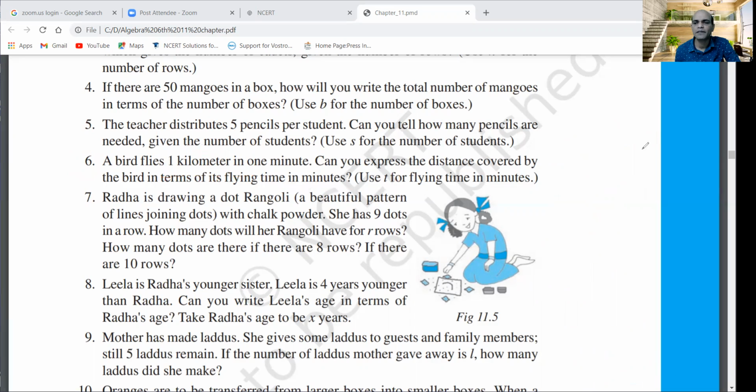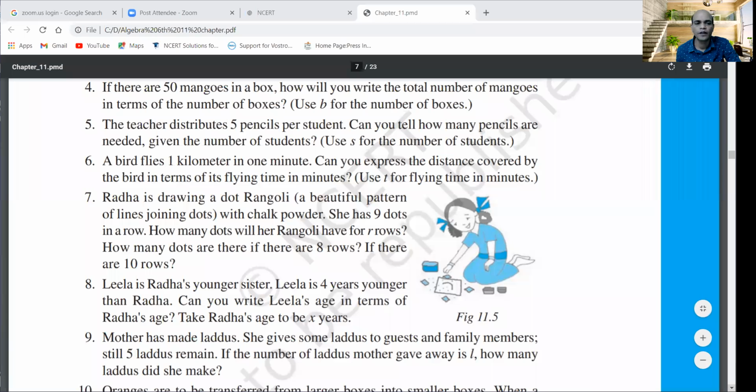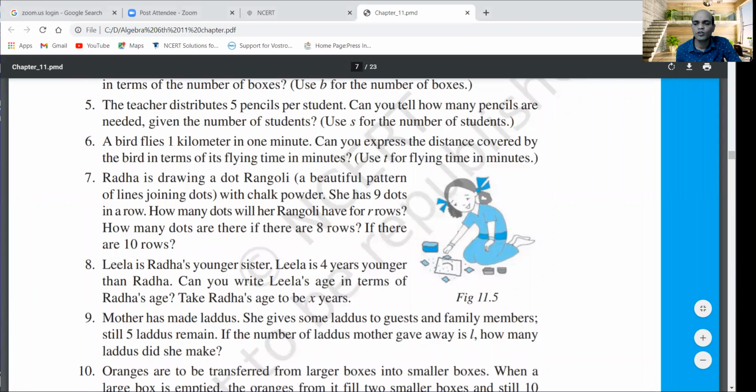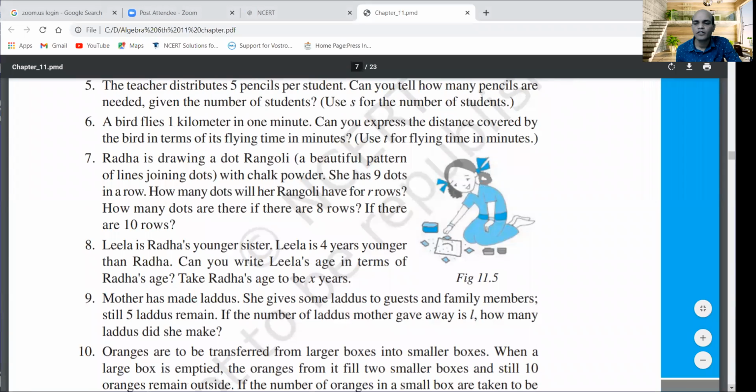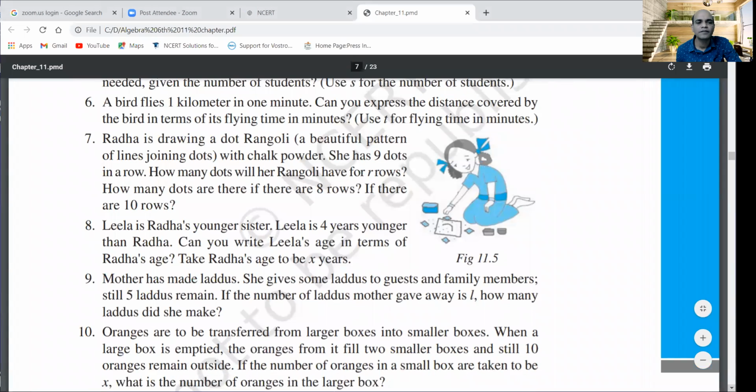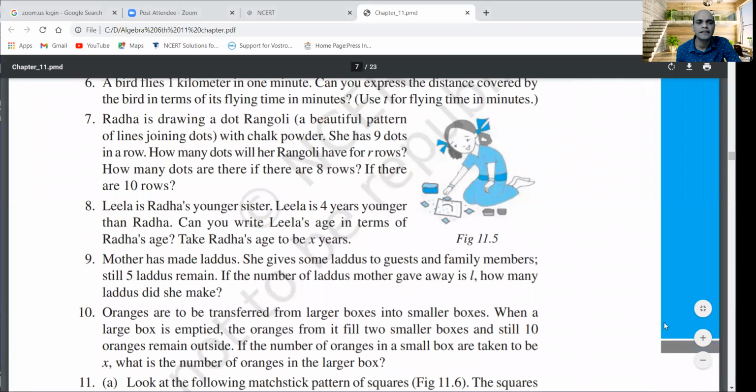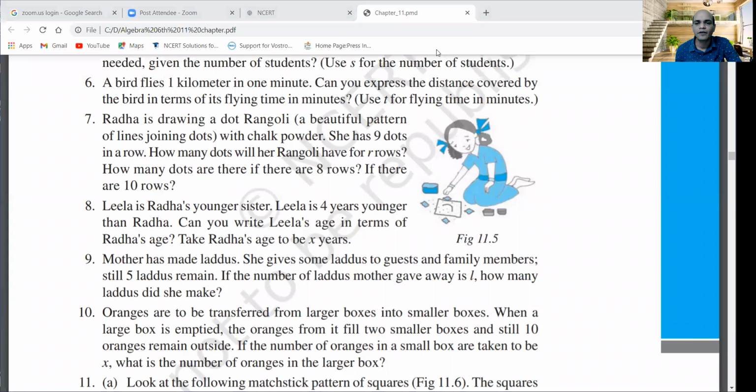Now let's go to question number 7. Radha is drawing a dot rangoli. Do you know what rangoli is? Basically, girls go for competitions of this kind. In a rangoli competition, they put dots and join them like this. This is called a rangoli competition.